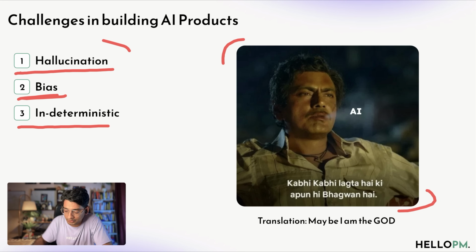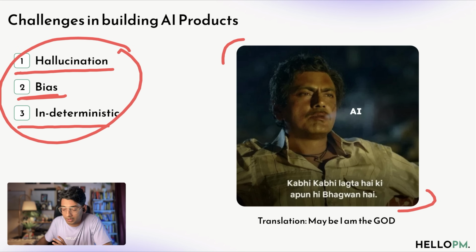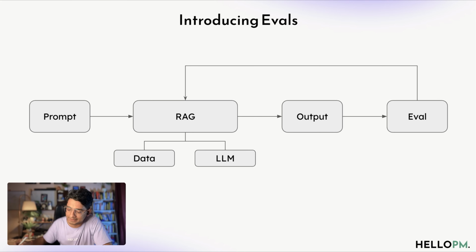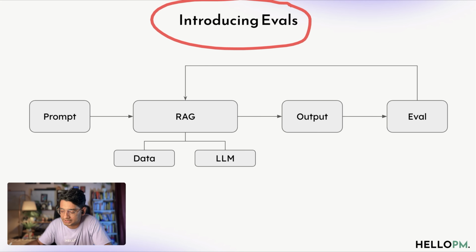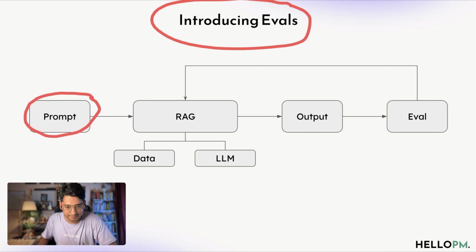So how do you take care of all of this? Although we cannot 100% make sure that these things are avoided, we can make sure that we are taking some steps in order to avoid them as much as possible. And for that, I'm going to introduce you to something called AI evaluations or evals. This is also most of the time a responsibility of a product manager because you are understanding the nuances of multiple outputs. Okay, so what is an eval? What happens in an eval is that you write a prompt.